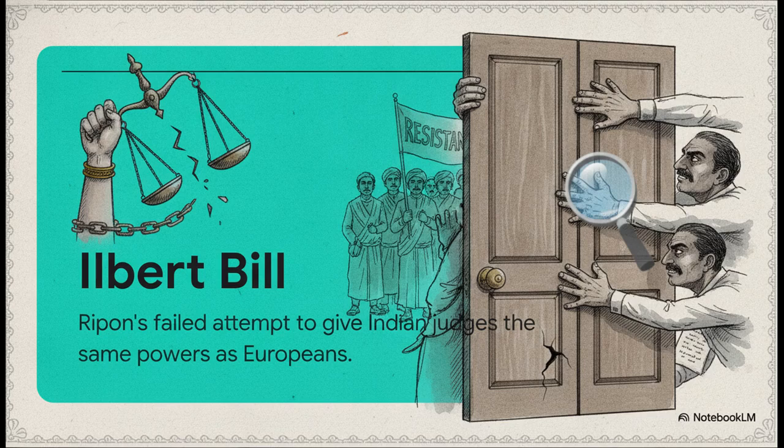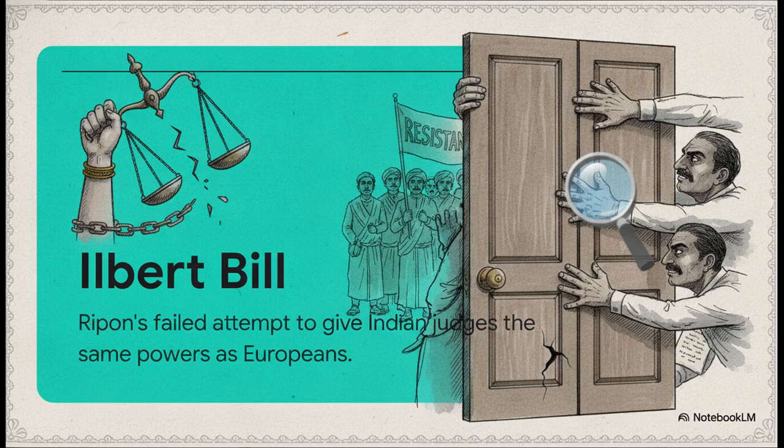Following Lytton, a new viceroy named Ripon tried a relatively progressive move known as the Ilbert Bill. The goal was simple: abolish judicial disqualifications based on race. Basically, give Indian judges the exact same powers to try cases as European judges. Makes sense, right? Well, the European community in India erupted in stiff, highly racist opposition, and they actually forced Ripon to modify and effectively defeat his own bill.